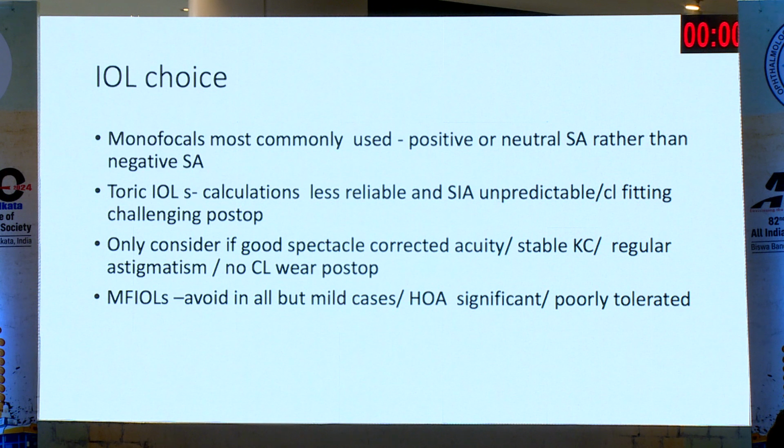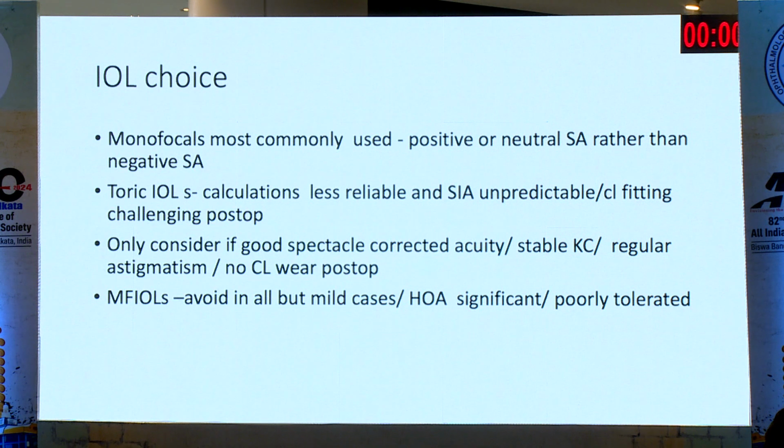Now, as far as the IOL power choice goes, monofocals are most commonly used, like Dr. Sagar has described in his talk. We prefer to use lenses with a positive or a neutral spherical aberration rather than a negative, so that it can neutralize the negative corneal aberration. Patients with keratoconus have a slightly negative spherical aberration, so you want to use a neutral or a positive spherical aberration lens.